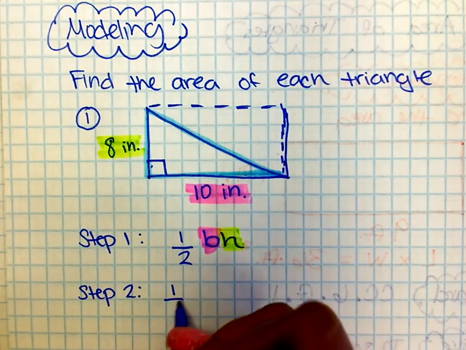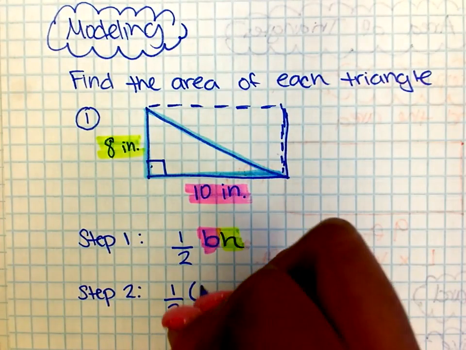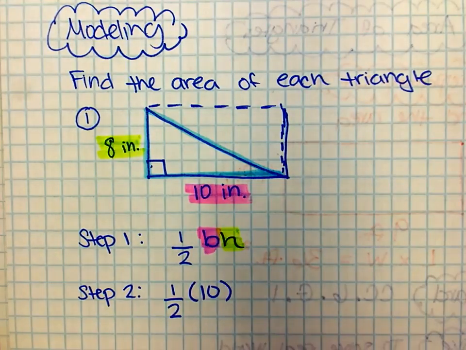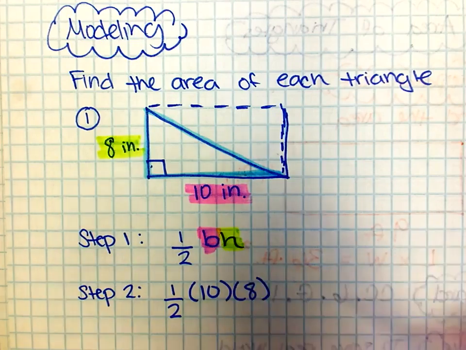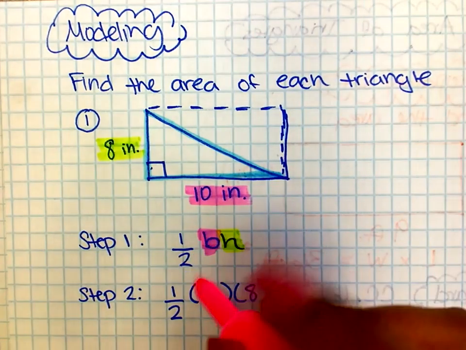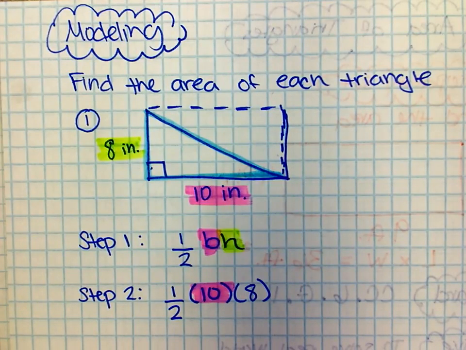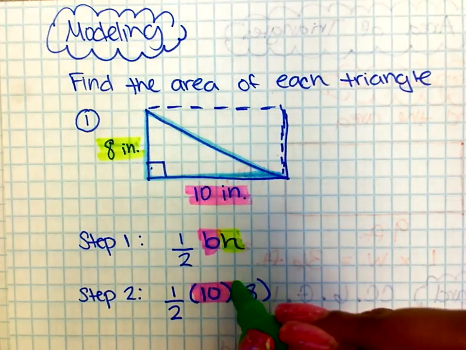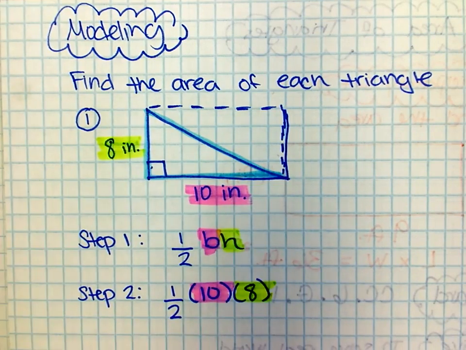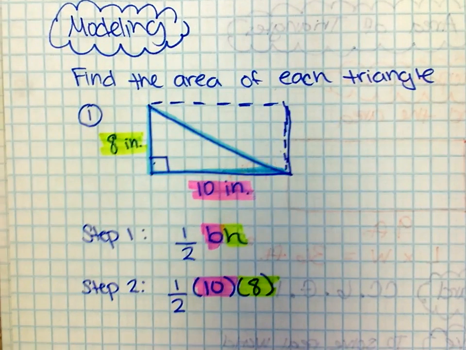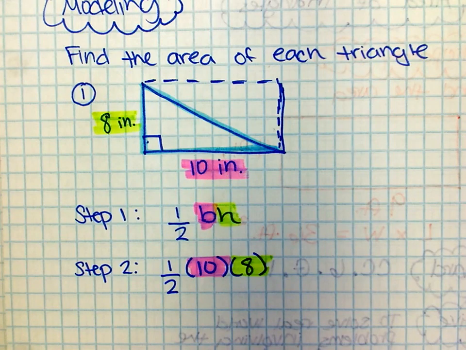So it's 1/2. My base is 10. My height is 8. My base is 10. My height is 8. So if you spatially color code your notes, you will not mess up. That way you'll be ready to do it when we get there later.